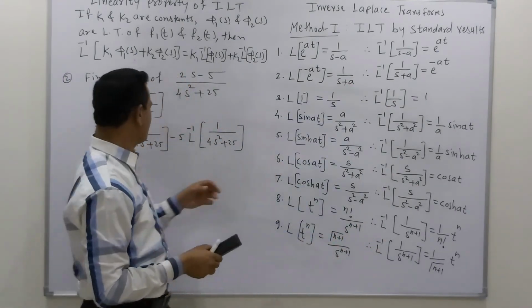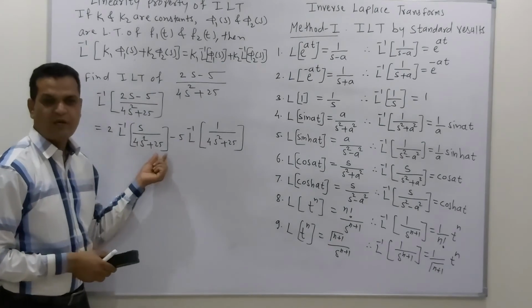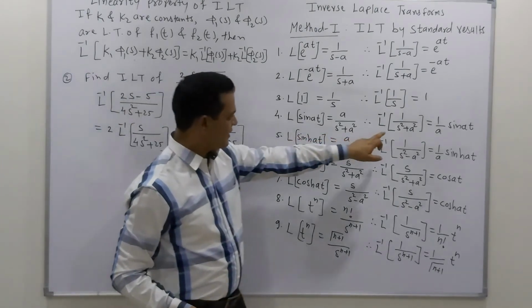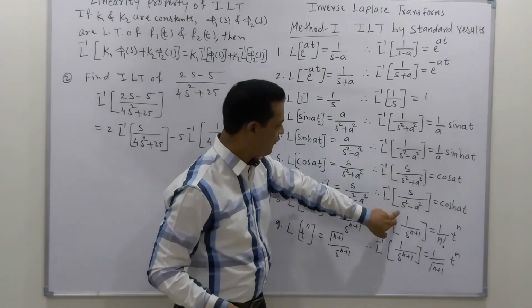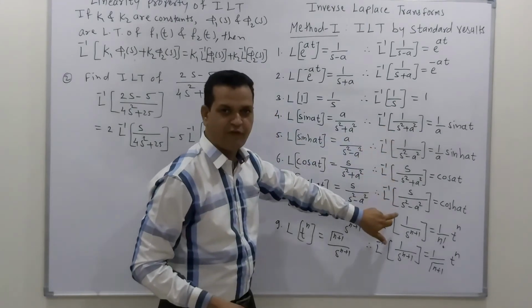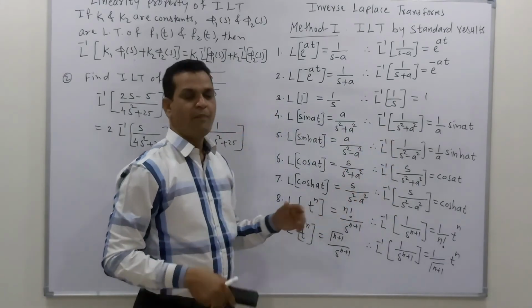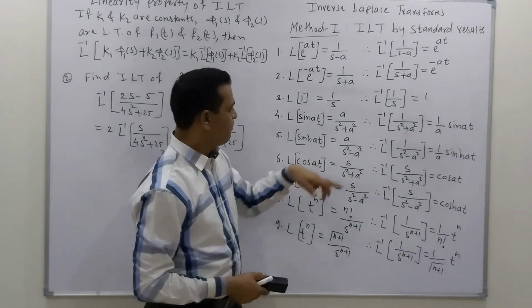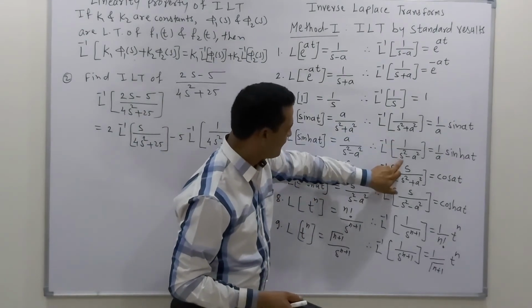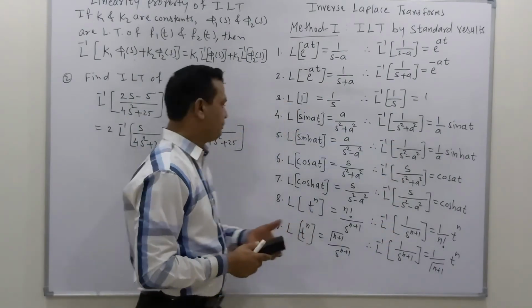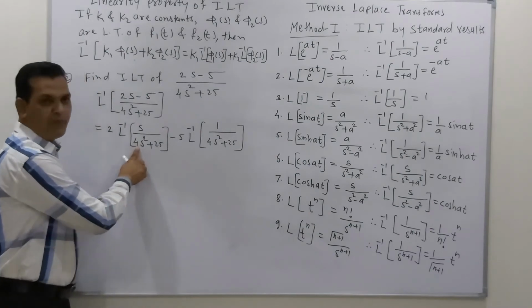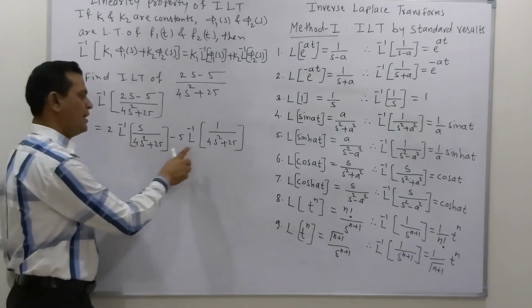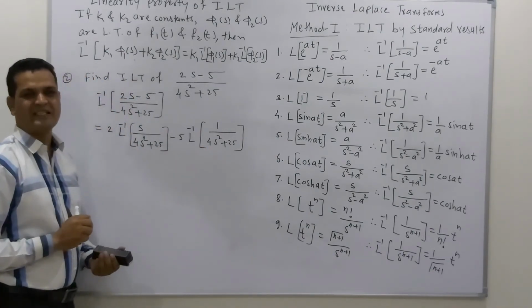Because in our standard form, this is of the type s² + a². Whenever s² + a² terms are there, 4 results are applicable, first, second, third and fourth. So these 4 results are applicable. But for all these 4 results, the coefficient of s² is 1. Now here we get the value of the coefficient of s² as 4. Here also we get the coefficient of s² as 4.